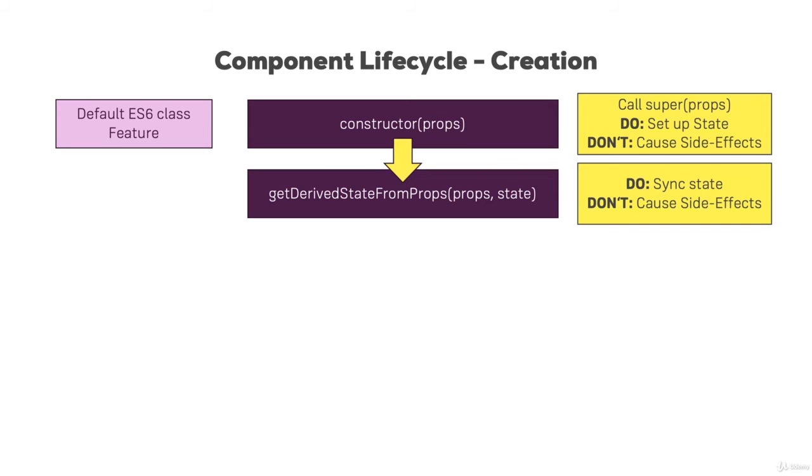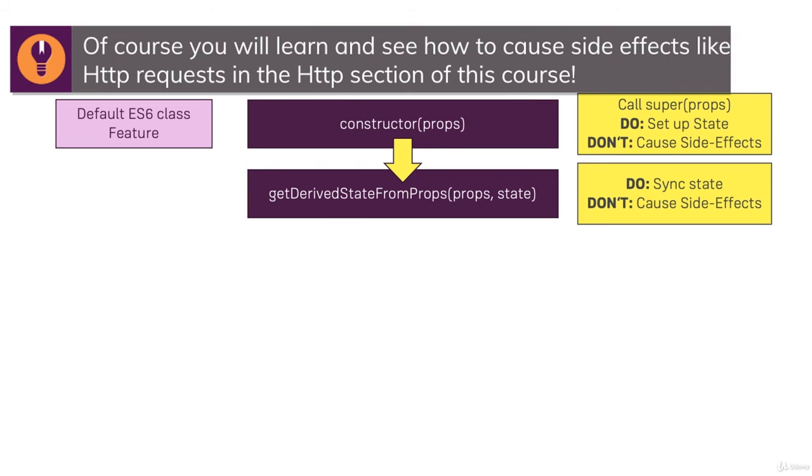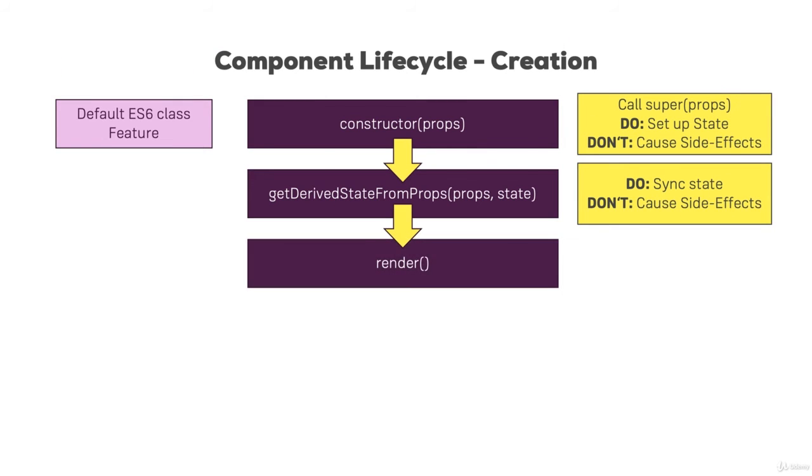Now, what you shouldn't do in there still is causing side effects. Don't send HTTP requests in that hook. There are better places for that. Now, after these two hooks, the render method executes. We already know that. That is the method that returns JSX. And that is really its job.